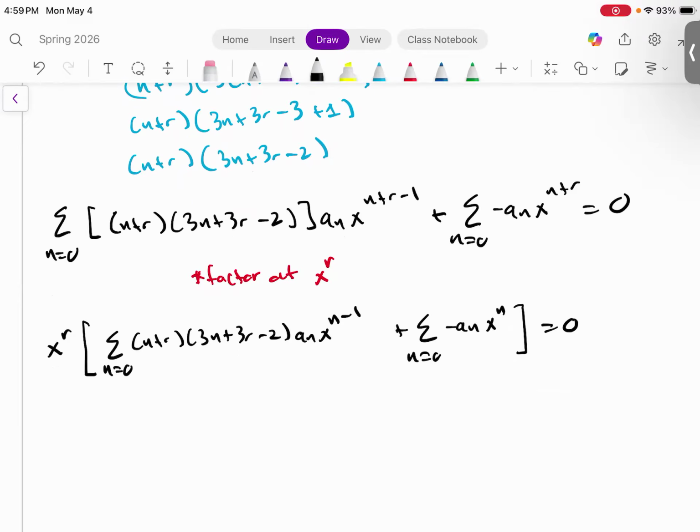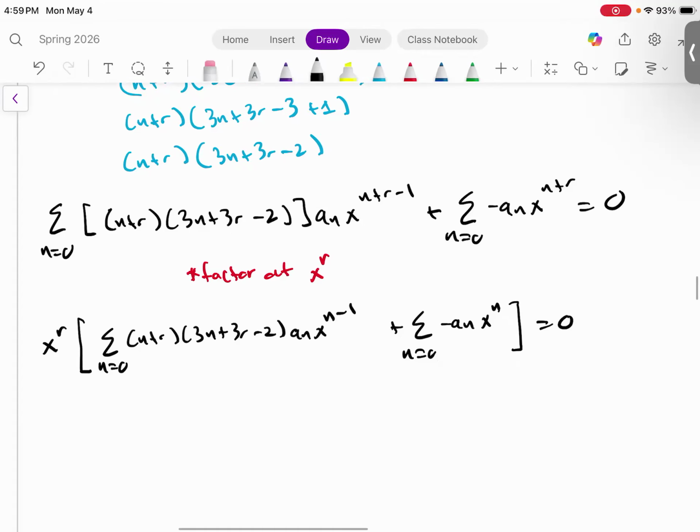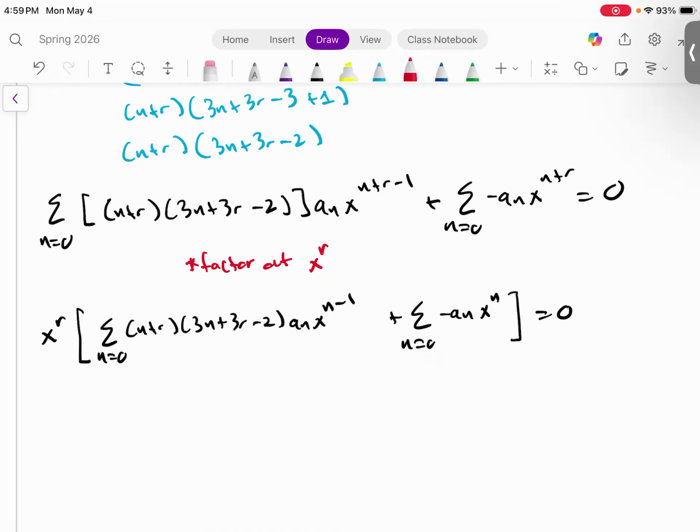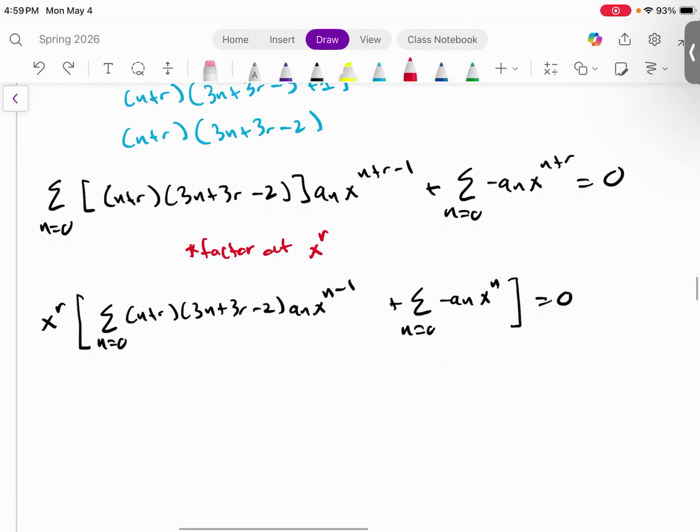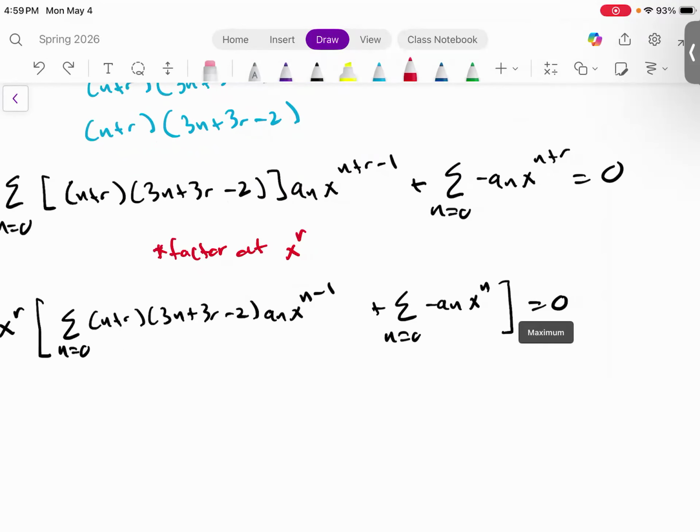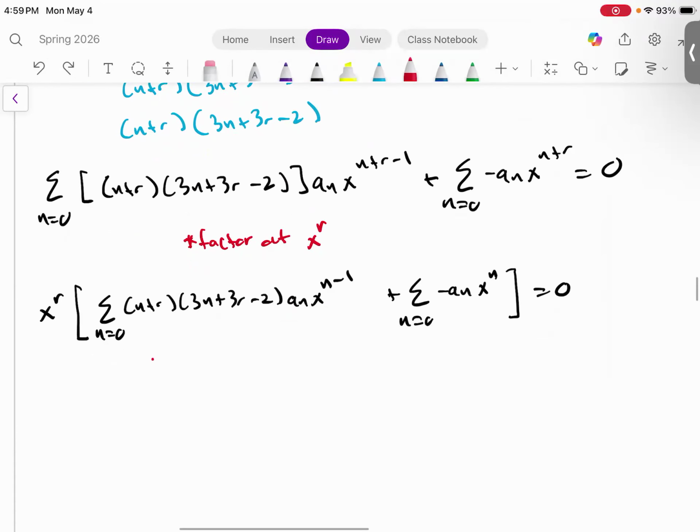Okay. So remember, we want to get it into one power series, x to the n, same index. One thing we can do here, because I know I'm going to want to index shift this x to the n minus 1 to get it to look like x to the n, is peel off the n equals 0 term in this first power series. So I'm going to peel off n equals 0.